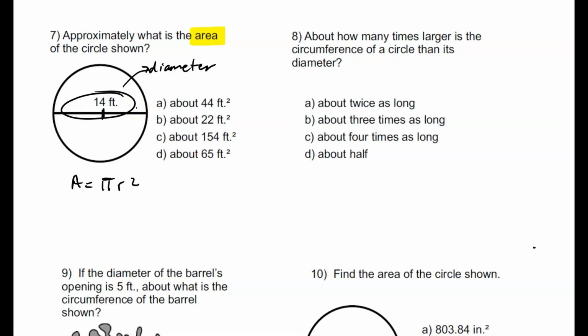Number 8, about how many times larger is the circumference of a circle than its diameter? Interesting. Well, we have a circumference that goes all the way around a circle, and we have a diameter. Let's think about the circumference formula. C is equal to pi d. So our circumference is how many times longer than our diameter? Well, pi, it's 3.14. So about how much longer? B, about 3 times as long, right?